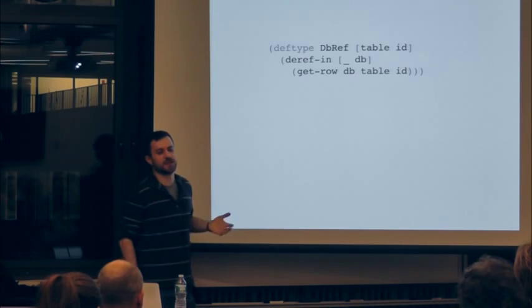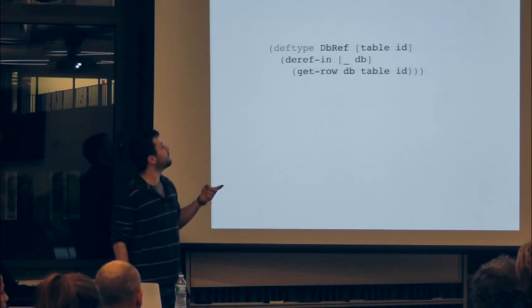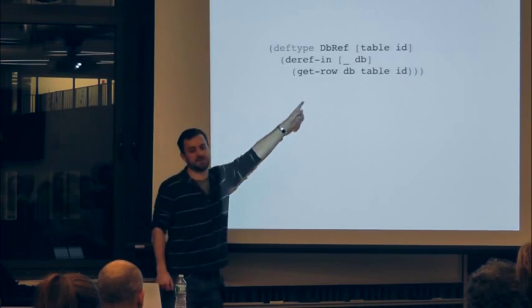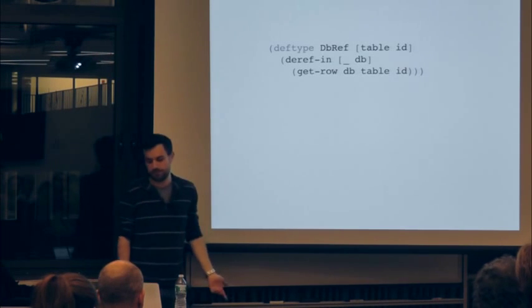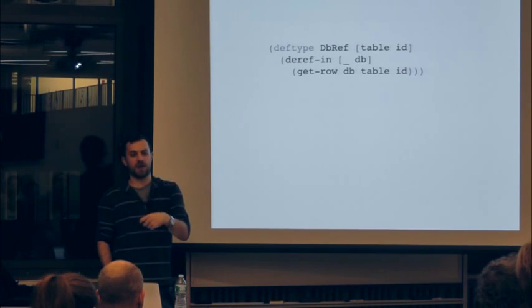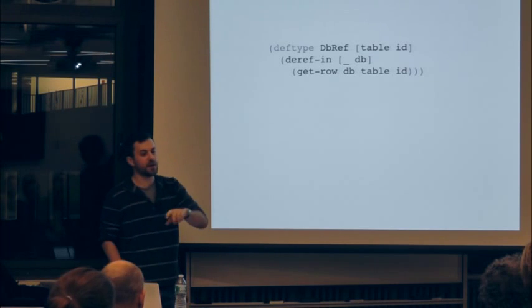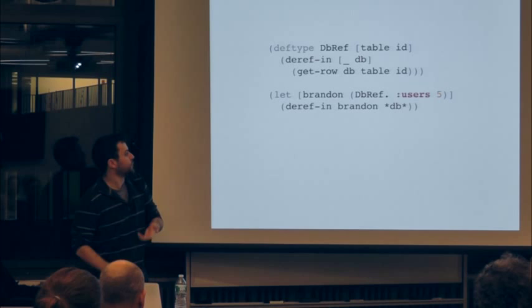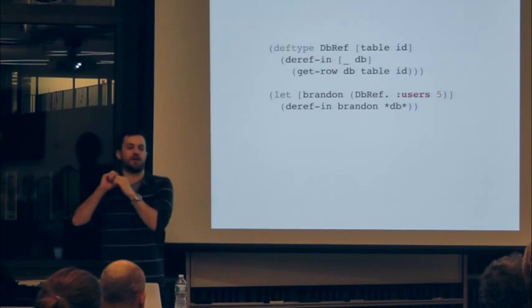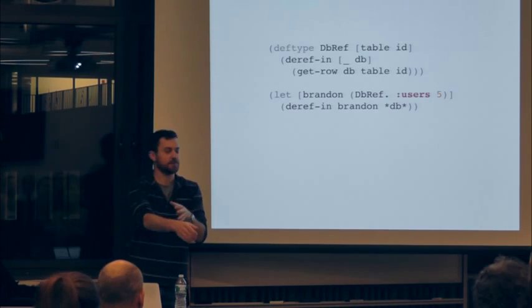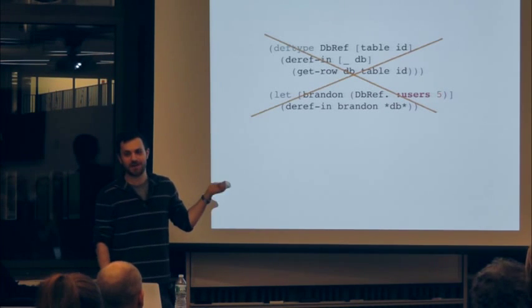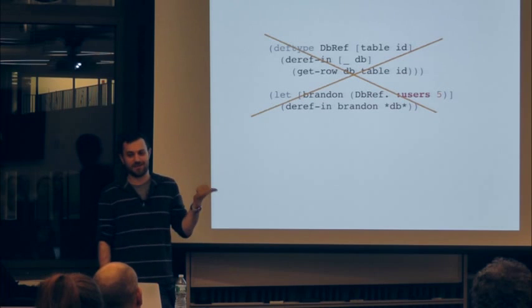So here's a more realistic example of this. dbref takes a table and an ID, and then it's evaluated in the context where the context is the database, right? So I can make an object that I pass around that if I call deref on, I have to give it the database, and this gives me the current, for example, user 5, Brandon. Give me the current Brandon in this database, or that database, or this database. But generally, you wouldn't do this either. This is just, again, to make that analogy.